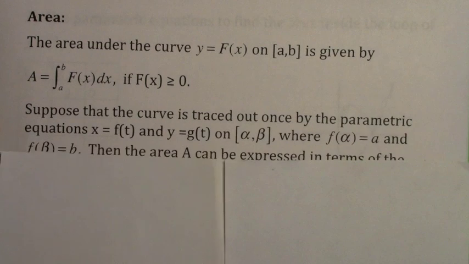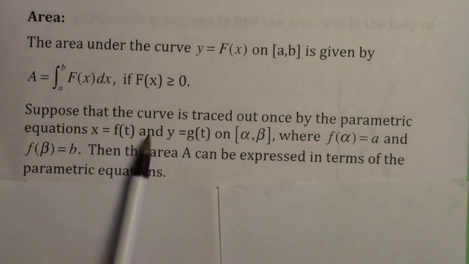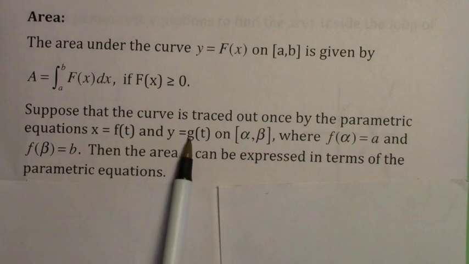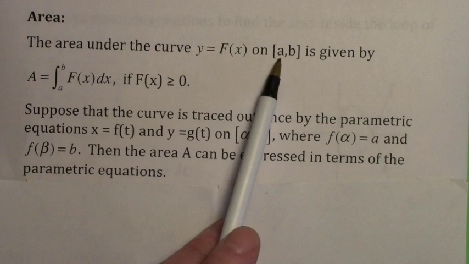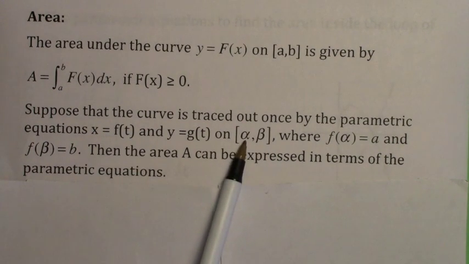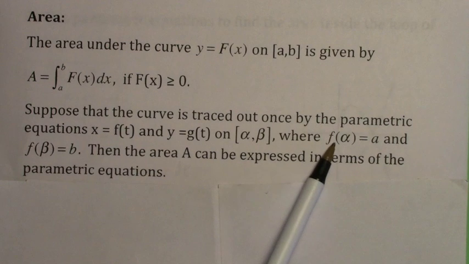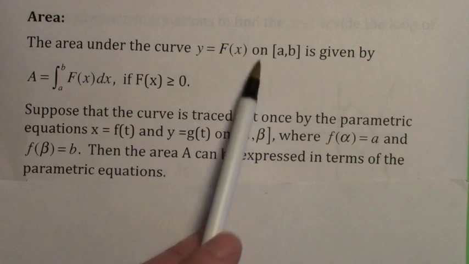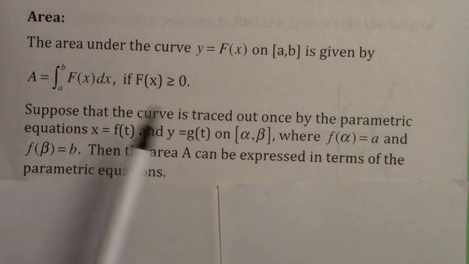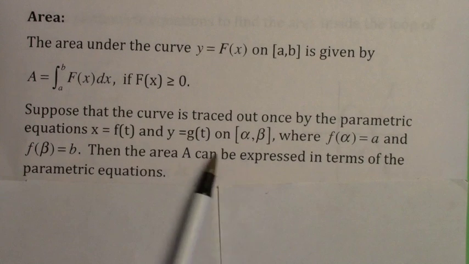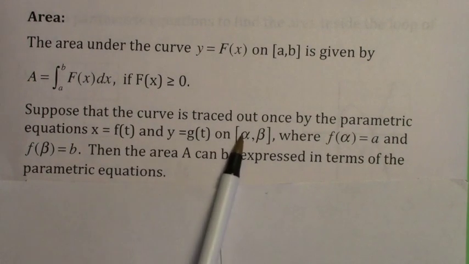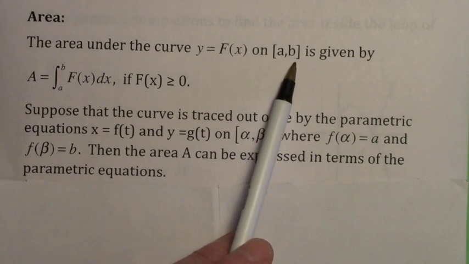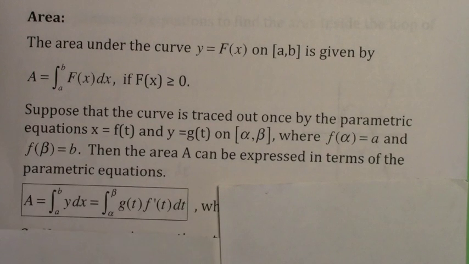Okay, well look, if you have a curve that's traced out parametrically, this is important. If the parametric equations are on the interval alpha to beta, x is from a to b, but t is from alpha to beta. You have to assume that the x-coordinate at alpha has to equal a, right? Because you're traversing the curve from left to right. So x at alpha has to equal a, and x at beta has to equal b. Let's assume that.